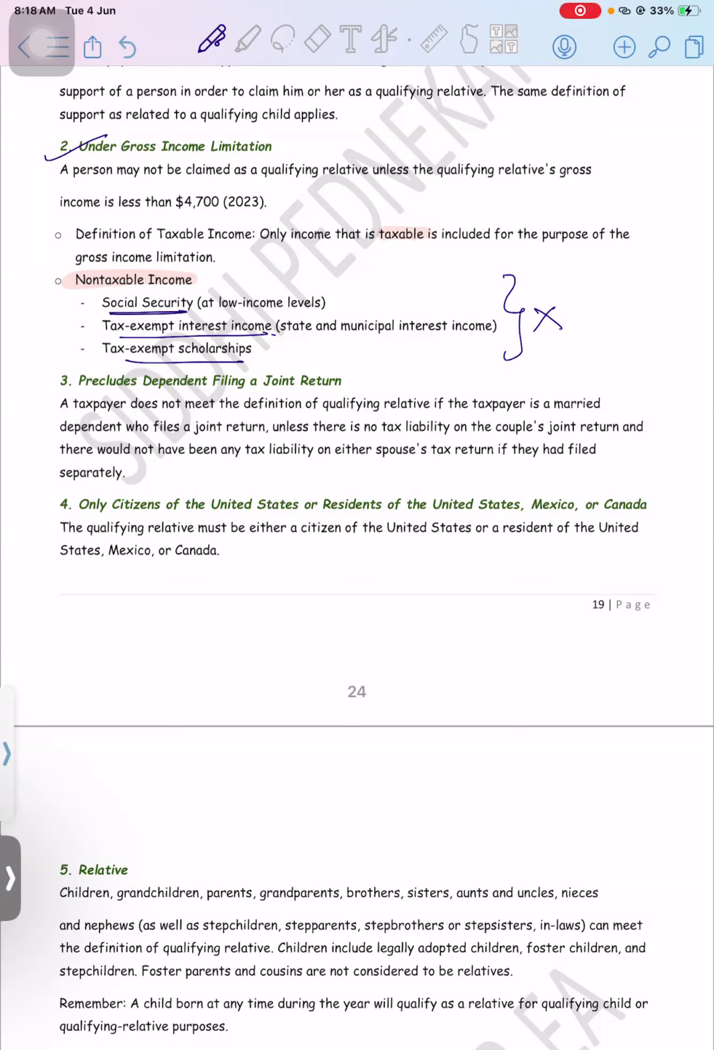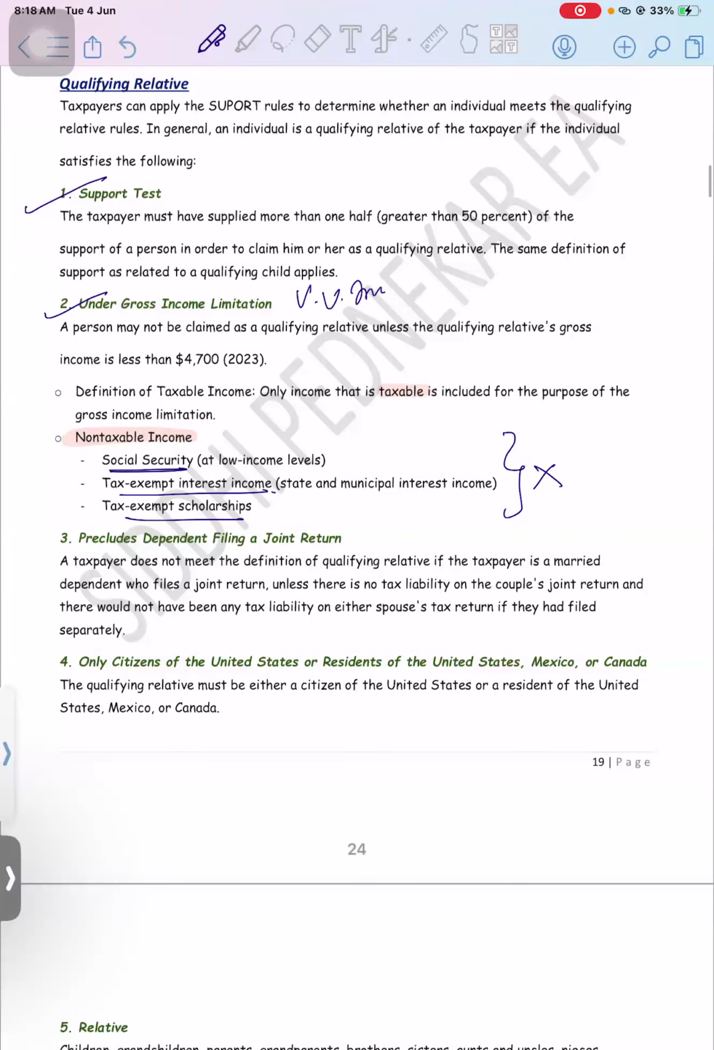Please mark this topic as very, very important, because in the exam they will ask you some points from this. They'll give you the list of expenses in a line item manner, and they will ask you to identify whether you can claim Mr. X as a dependent, qualifying relative on your return or not. They'll give the income of that qualifying relative. Then you have to check, totaling all the gross income, whether it is going more than $4,700 or not. This gross income will exclude three items: social security benefit, tax exempt interest, tax exempt scholarship.